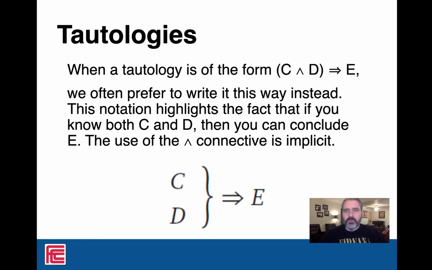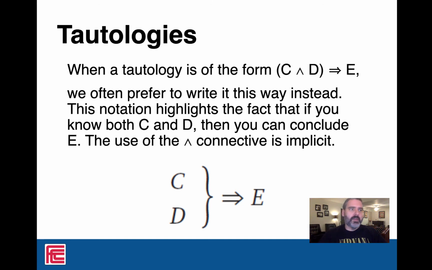Sometimes when you have a tautology in the form of C and D and whatever and whatever implies E, or whatever it implies, we actually choose to use a different notation, a large brace with all of the different things that we are assuming for this statement, right? These are all the things that are given.